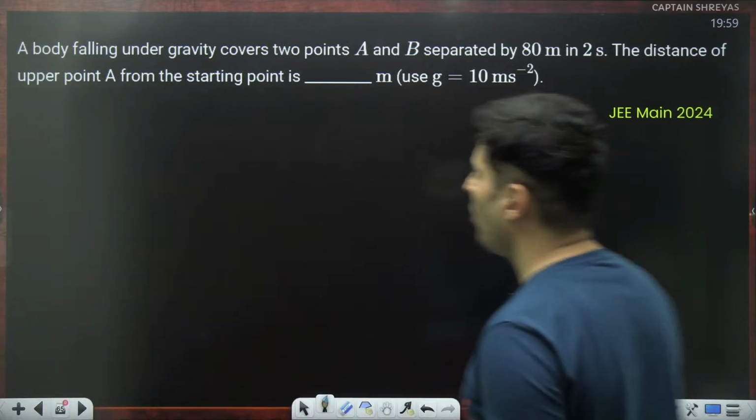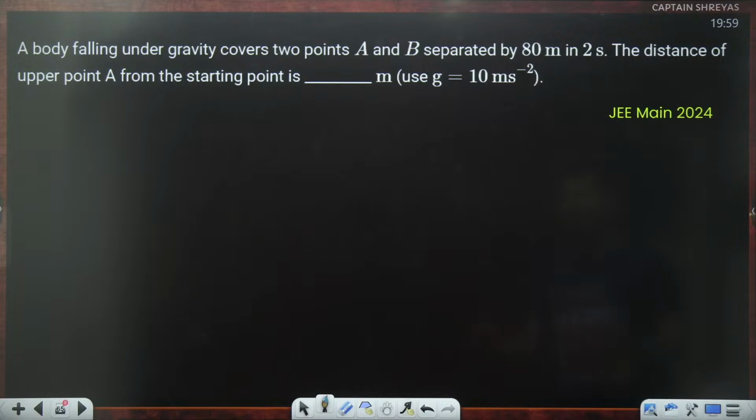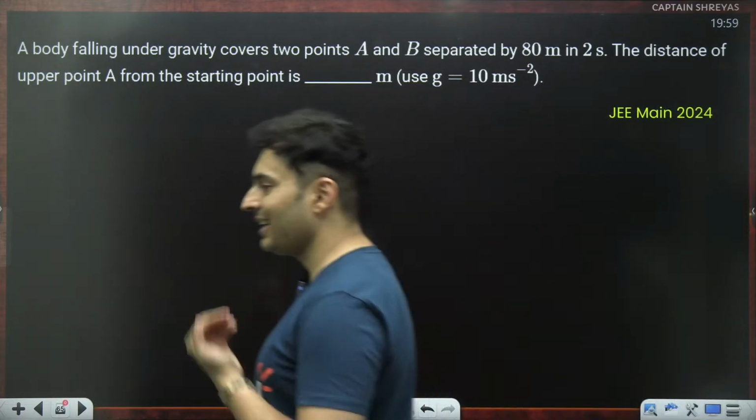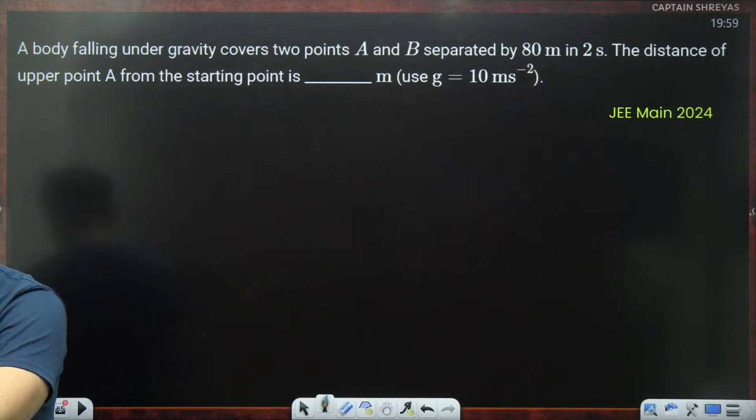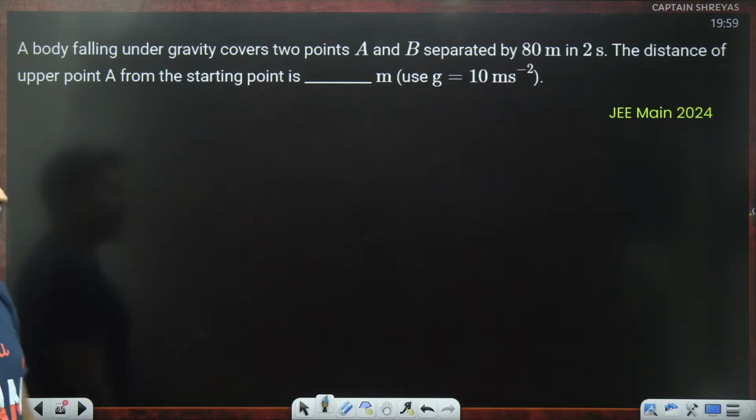Okay, let's continue, guys. A body falling under gravity covers 2 points A and B separated by 80 meters in 2 seconds. This was a previous year JEE question. Leveling up, guys. The distance of the upper point A from the starting point is how many meters? Draw the situation, my dear warriors, only then you are going to get it.